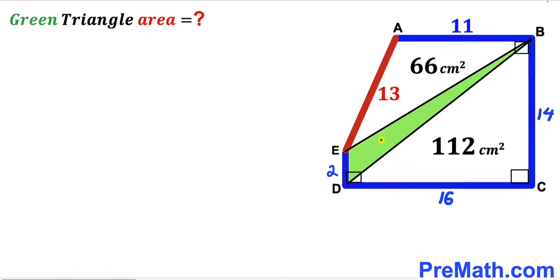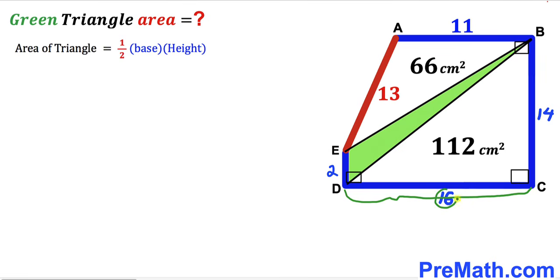And here's our final step. Now we are going to calculate the area of this green shaded triangle BDE. And now let's recall the area of triangle formula once again. Area is equal to a half times base times the height of the triangle. And now we can see that the base of this green shaded triangle is this tiny base ED, which is 2 units. Whereas the height of this green shaded triangle is this length, which is 16 centimeter.